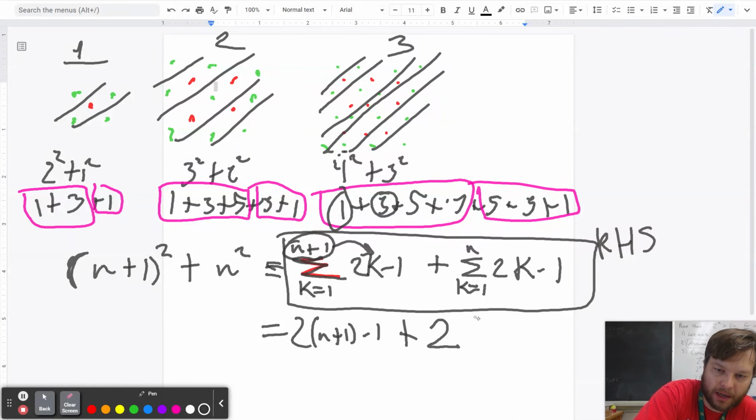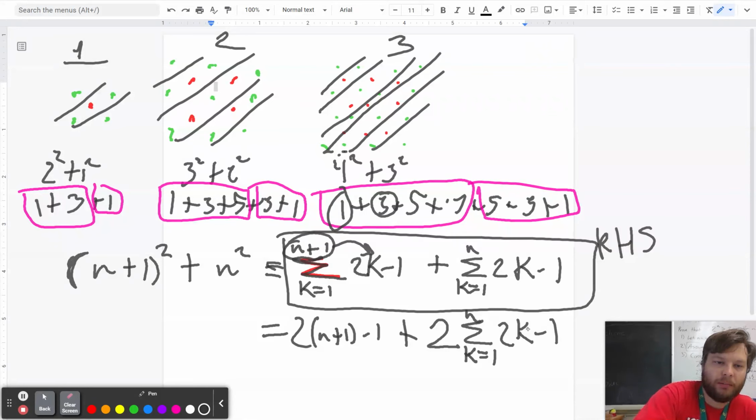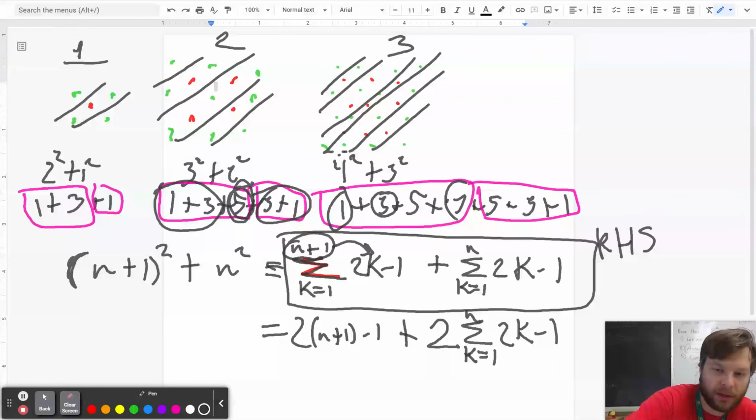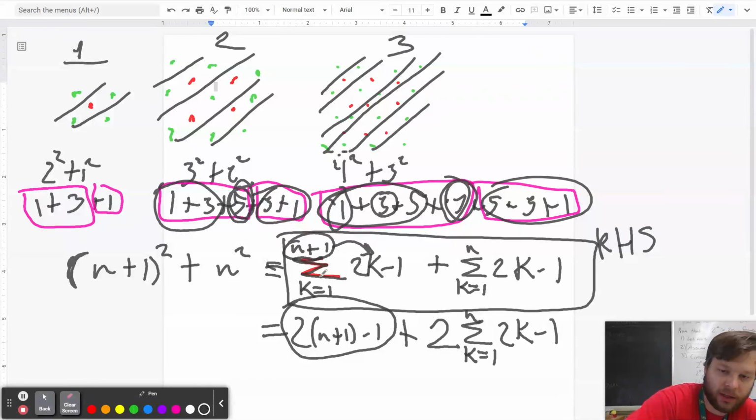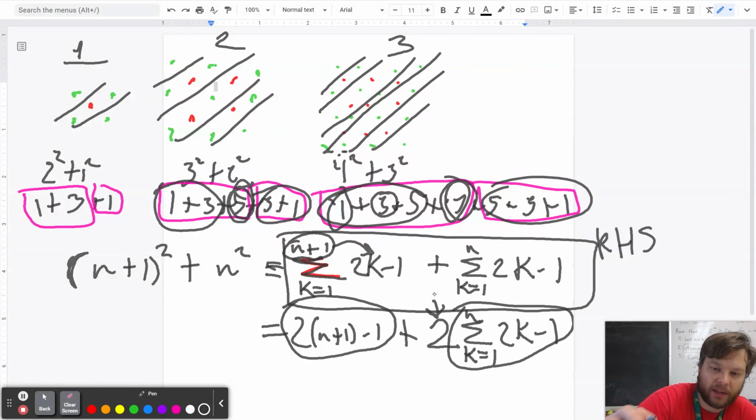So I have 2 copies of the series, because after the n plus 1th term, all the other terms match up. What I'm really doing there is I'm just saying the middle dude is the only one that is unique. The other odd numbers are showing up twice. So here's the middle dude being unique. Here are the other odd numbers showing up twice.